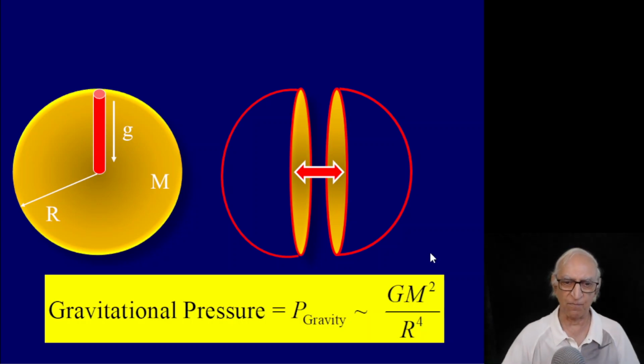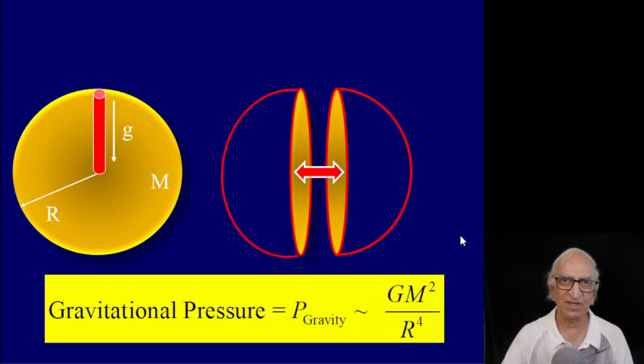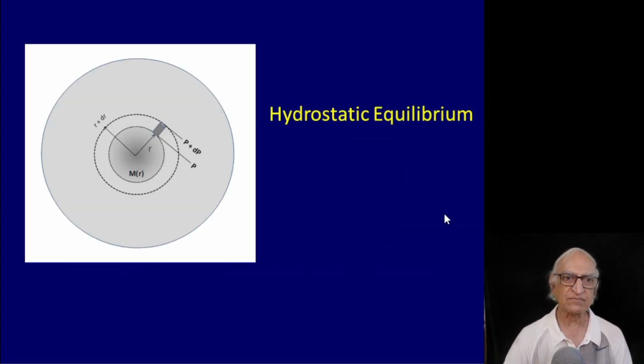Now, if you use calculus and do a proper calculation, you will find a numerical coefficient here, which is not very different from 1. You should know how to do that, and you must do it. But more importantly, you must appreciate that the gravitational pressure is proportional to the square of the mass and the fourth power of the radius of the star.